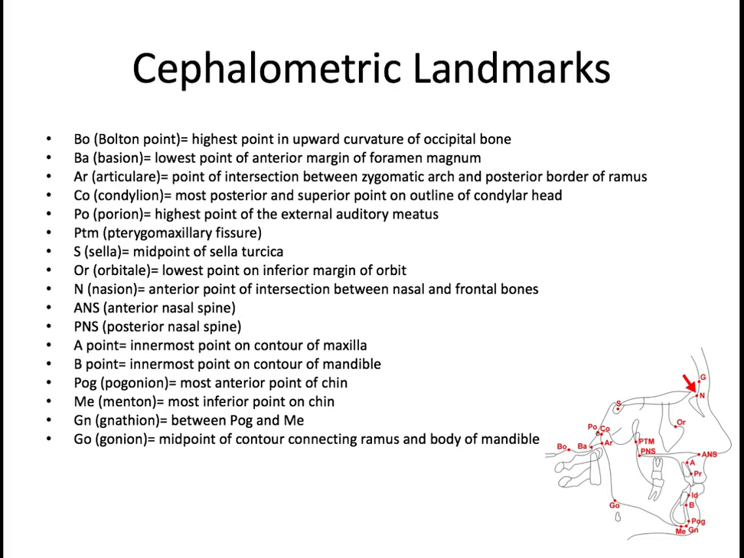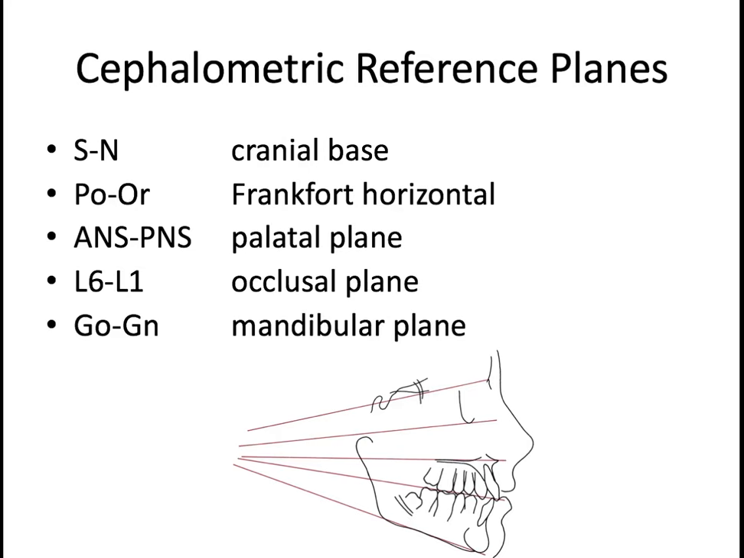Here's a summary of everything that we just talked about. From those points, we can gather some important information, like reference planes that connect two of those points together. For example, we could connect sella and nasion and get the SN plane, which represents the anterior cranial base. If we connect porion and orbitale, we get what's called the Frankfurt horizontal plane, which is an incredibly important reference plane. If we connect ANS and PNS, we get the palatal plane.